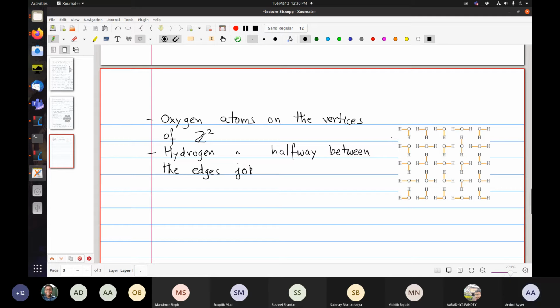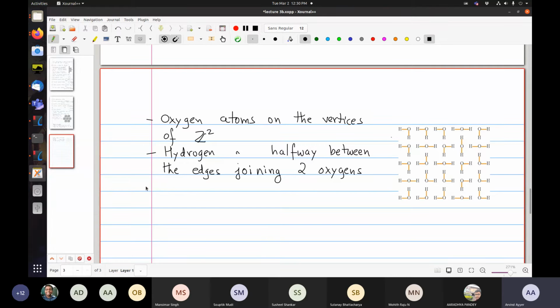Joining 2 oxygen atoms, so both vertically and horizontally. So the vertices are really at the oxygen. Okay, so the hydrogens don't sit on the vertices.